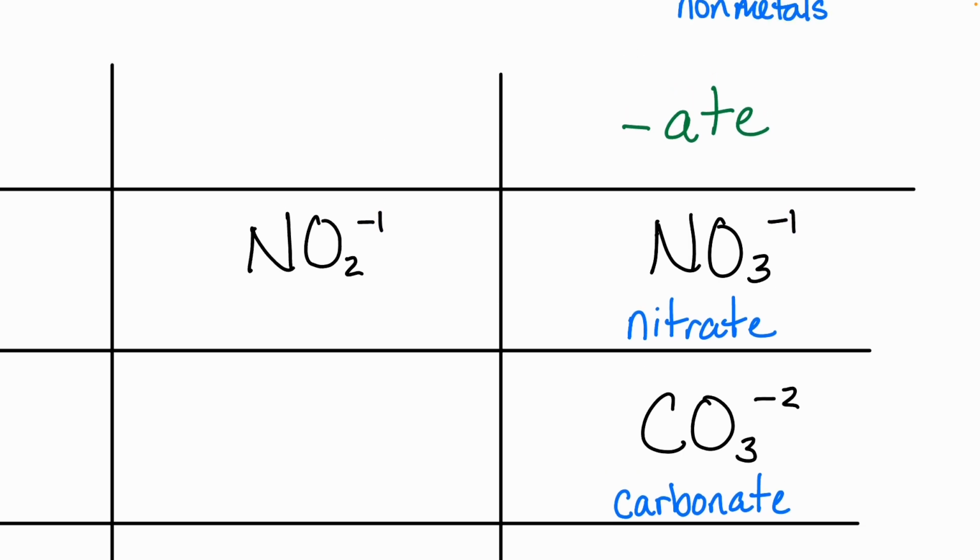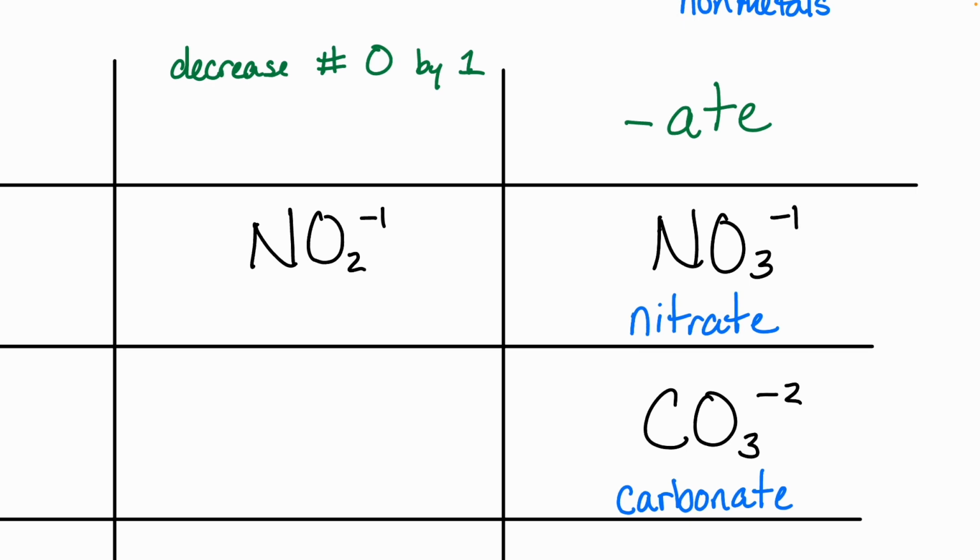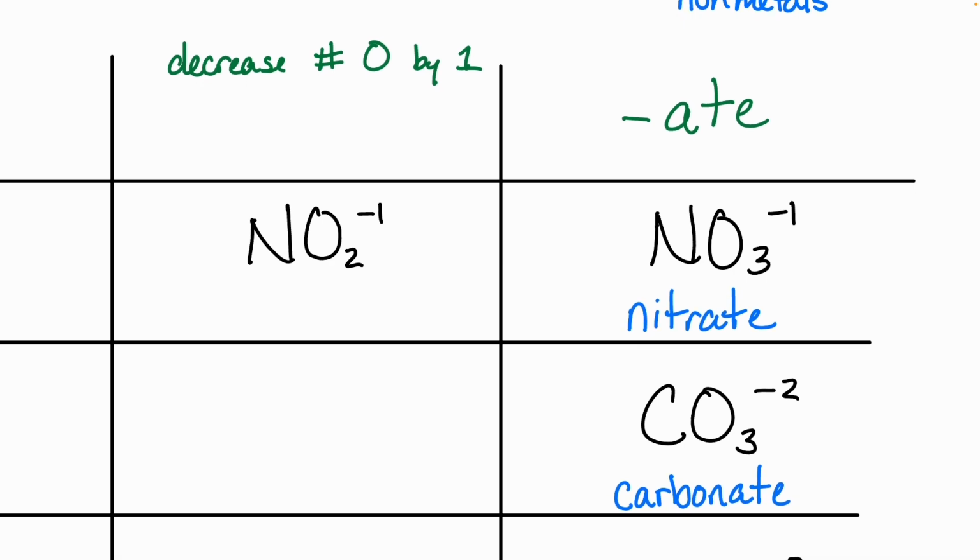All right, so in this category, what we're going to see is this pattern where we decrease the number of oxygens by 1. And when we decrease the number of oxygens by 1, our polyatomic ion goes from being the nitrate ion to the nitrite ion. Decrease by 1, and we're going to replace that ATE with an ITE ending.